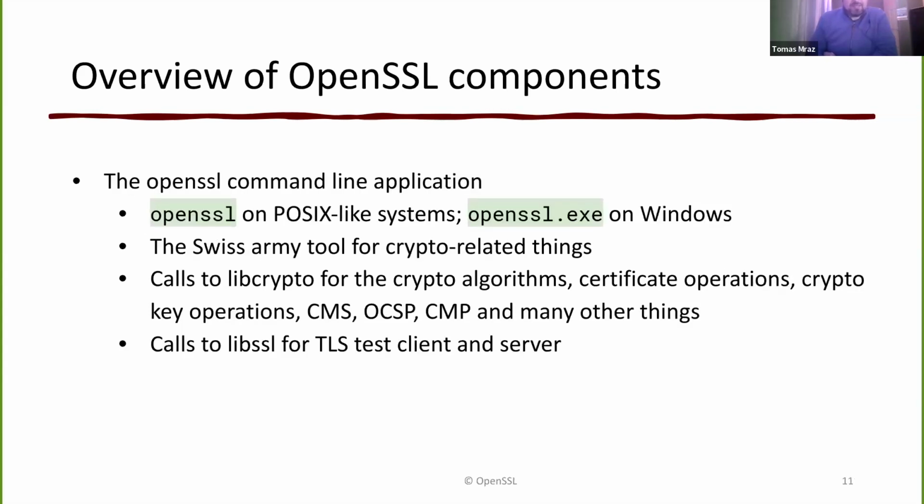The OpenSSL command line application, which is named openssl on POSIX-like systems and openssl.exe on Windows, is kind of a Swiss Army tool for crypto-related things. It calls to libcrypto for the crypto algorithms, certificate operations, crypto key operations, CMS, OCSP, CMP, and many other things. And it calls to libSSL for testing TLS, DTLS and QUIC, test client and server. We don't yet have a QUIC server, but that's also going to change in the near future.